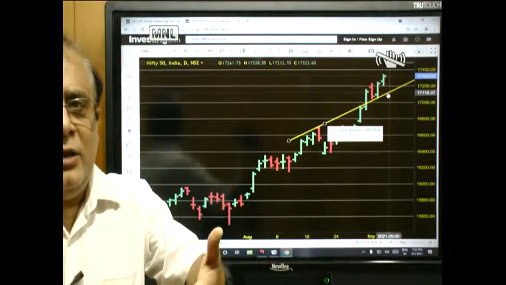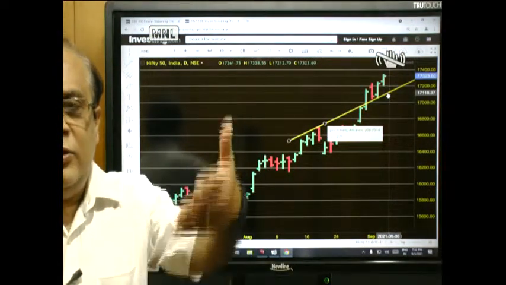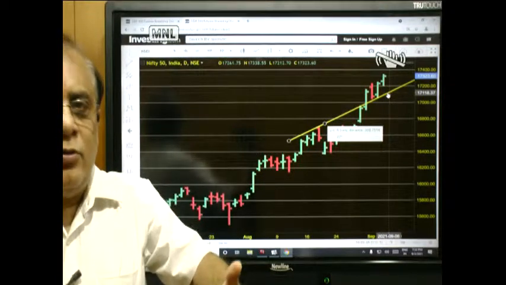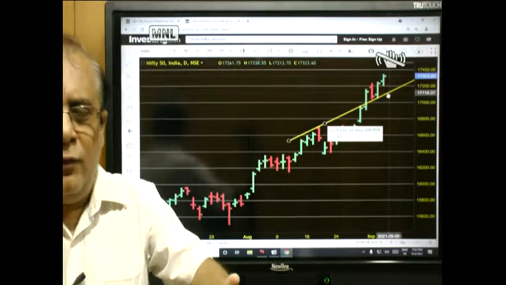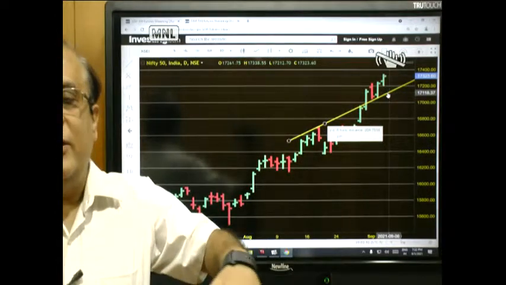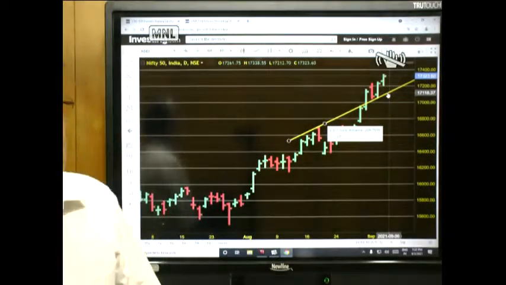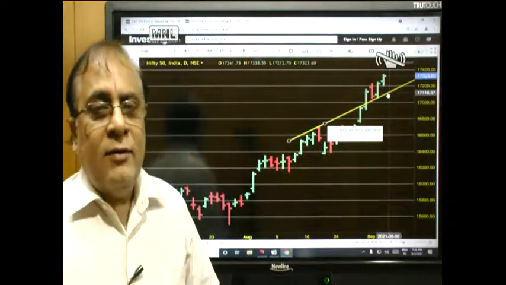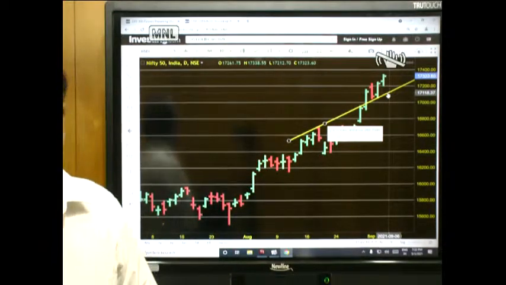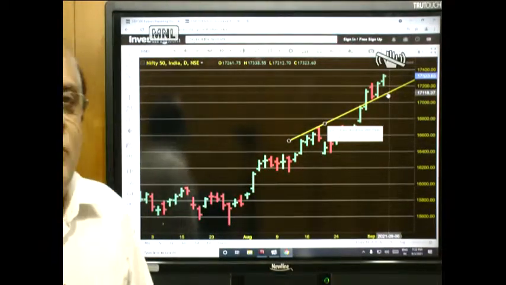We have already clearly said that the resistance can come closer to 17,380 and support first can come closer to 17,245, 250 levels, around that level. Failing which there will be deep support closer to 17,140, 150 levels. So if you draw the trend line properly, you will get a very good understanding of the situation here. So the stop losses are very clearly defined for you. Accordingly, you can plan your strategy.